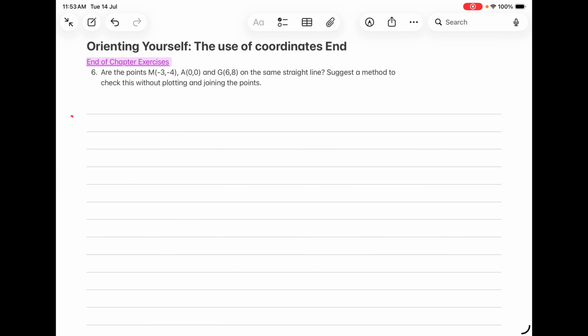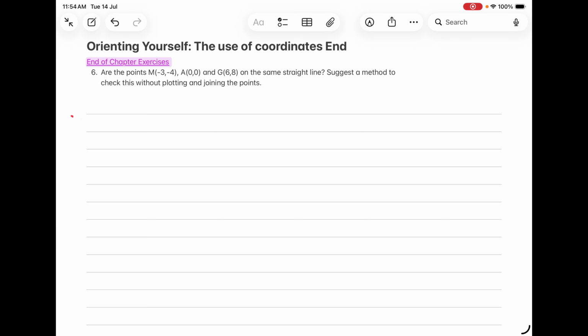Question number 6 is, are the point M whose coordinates are -3, -4, and the point A whose coordinates are 0 and 0, and the point B whose coordinates are 6 and 8 on the same straight line? Suggest a method to check this without plotting and joining the points. So how is it possible without plotting and joining? Are the given 3 points on the same straight line or not? How do you know? Using the distance formula we can check.